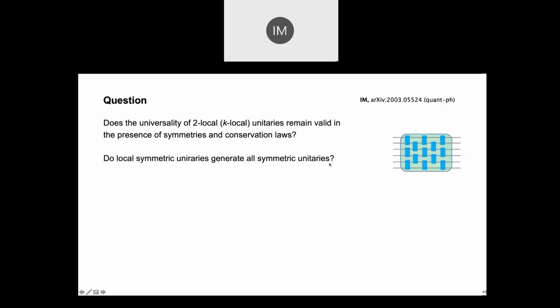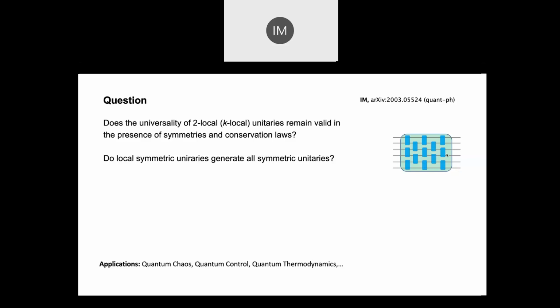Of course, if all of these local unitaries respect the symmetry, for example, they are all invariant under rotation around Z, the global unitary that's generated by them also respects that symmetry. So the question is, can we implement all global unitaries that respect the symmetry using local unitaries that respect that symmetry? Studying this question has implications in different areas of physics: quantum chaos, quantum control, quantum thermodynamics.